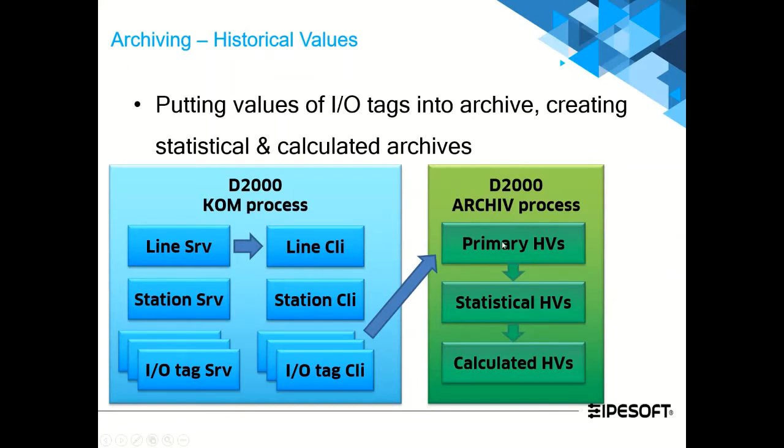So we will create historical values for archiving of our I/O tags. These are called primary historical values. Then we can create statistical historical values over these primary historical values, for example 1 minute averages. And we can use calculated historical values to add two of these values.